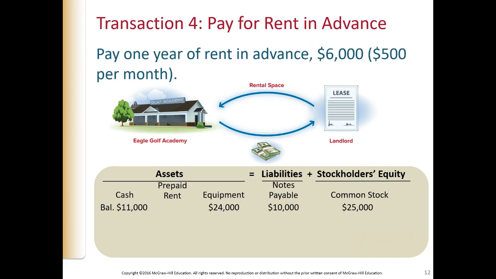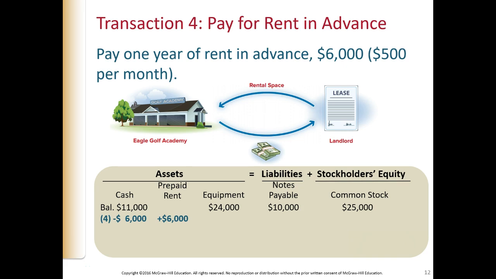Transaction 4. We pay 1 year of rent in advance, $6,000. So for some reason, our landlord decided, if you want to rent this building, you have to pay us, the landlord, a whole year in advance. So we write the check for $6,000. So we know cash is going down $6,000.